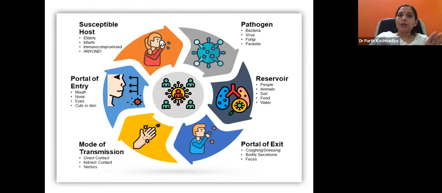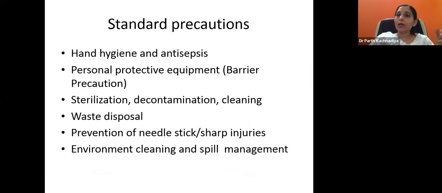Now our aim is to break this cycle at every point, and that is where the role of infection control comes in. So what are the standard precautions which we will be taking care of in the ICU? Those are hand hygiene and antisepsis, PPE, that is personal protective equipment or barrier precautions, sterilization, decontamination and cleaning, waste disposal, prevention of needle stick and sharps injuries, environment cleaning and spill management. These are the important aspects of infection control.